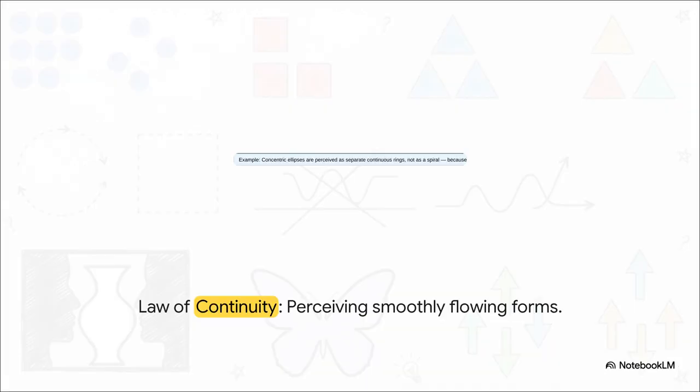And finally, there's the law of continuity. See how these shapes appear as separate, continuous rings instead of some disjointed, disrupted spiral?